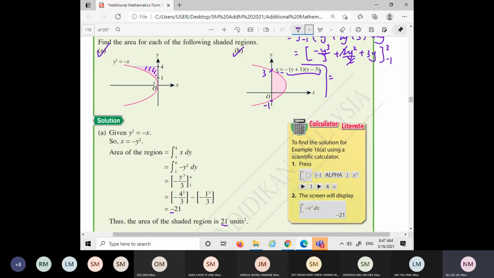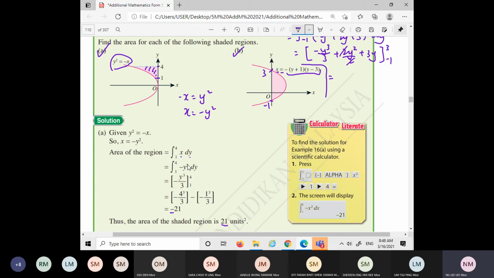So how to do these questions? Same thing, here is 1, here is 4. So the lower limit is 1 and upper limit is 4. Both values you take from the y-axis, so this is dy, so x dy. Now same thing, I can't integrate x with respect to y. I have to change the x in terms of the y. From here, I have negative x is y squared, so x is negative y squared. So I change the x to negative y squared. Only then can I start my integration.